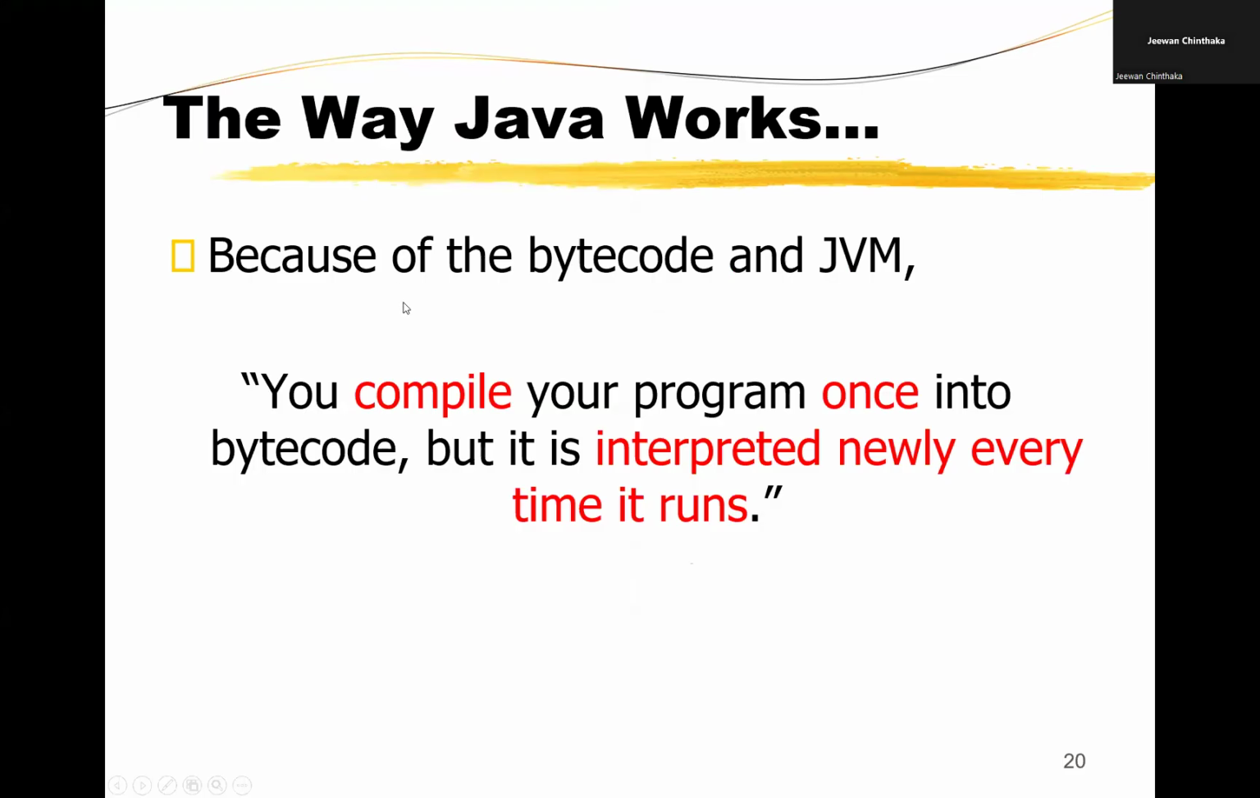Bytecode: you compile your program once. That means you compile your source code into bytecode, and every time you run your bytecode, every time you feed that bytecode into the JVM, it gets interpreted. Therefore, you can compile once, and each time you run, it gets interpreted anew.